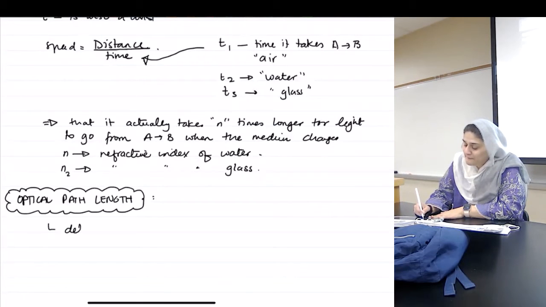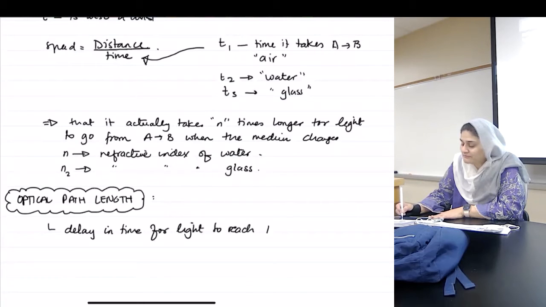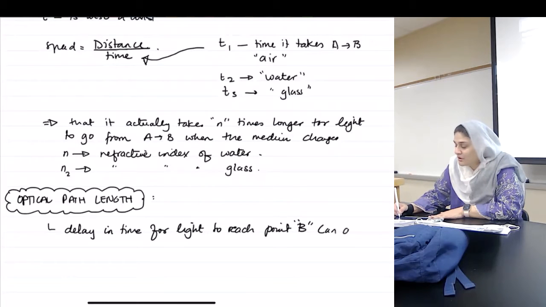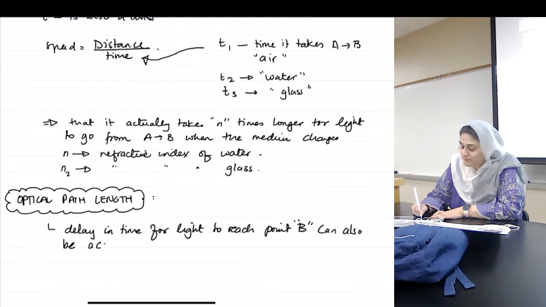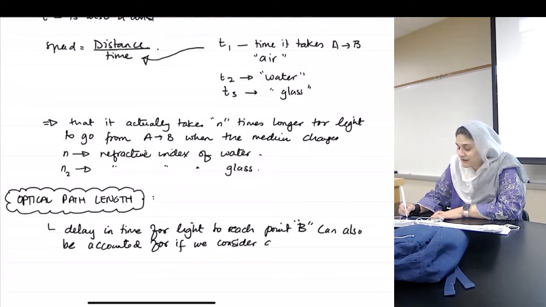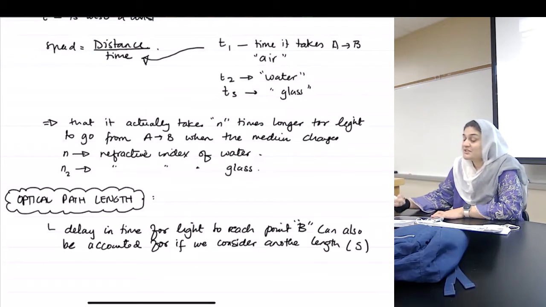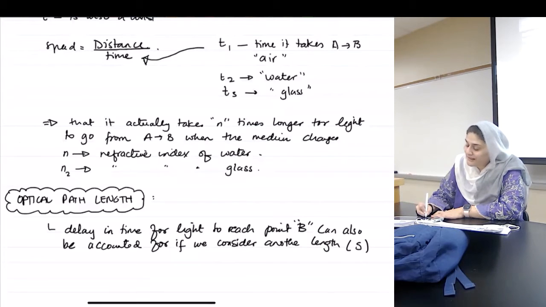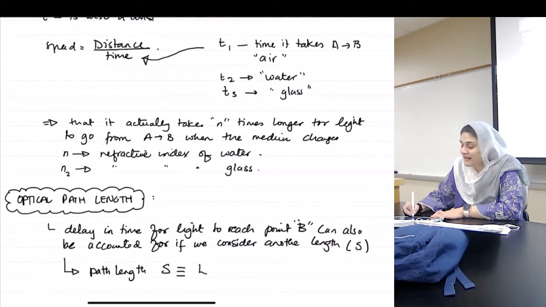So the delay in time for light to reach point B can also be accounted for if we consider another length, say S. Since we cannot change the C, like C is a constant, 3 times 10 to the 8 meters per second, we define that path length S as the normal L that we have times N.